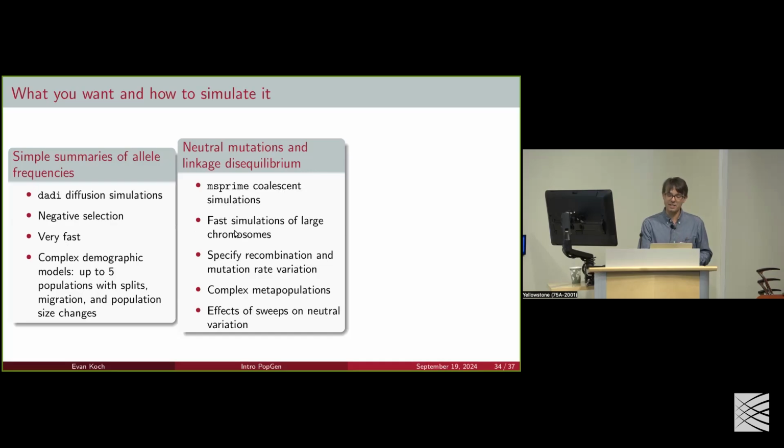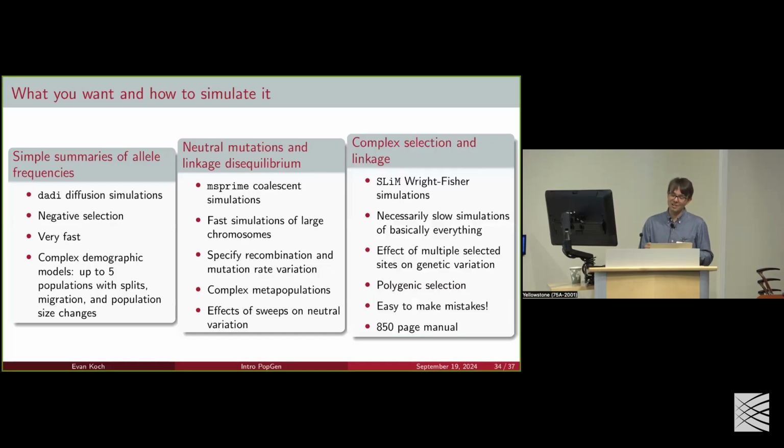You can quickly simulate very large chromosomes, for instance, with this msprime method. You can specify recombination rate and mutation rate, complex metapopulations, and even the effects of selective sweeps on neutral variation. And if you really need to go more complex than that, with interaction between multiple selected sites and their effect on neutral genetic variation, as well as their own frequencies, then you might have to do Wright-Fisher simulations, such as in this SLiM framework. This is necessarily slow because it's simulating all of these processes generation by generation. You can simulate things like polygenic selection and multiple variants, but it's very easy to make mistakes and not realize that you did so. And the manual is 850 pages long. So I would encourage you to start simple if you can.